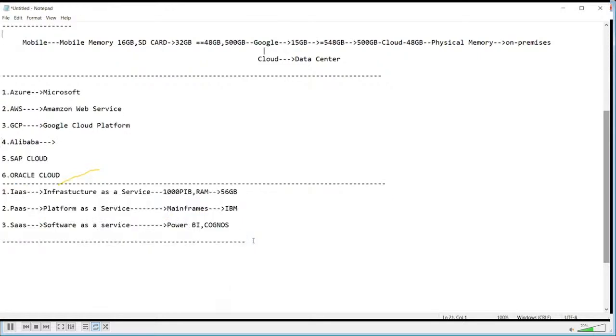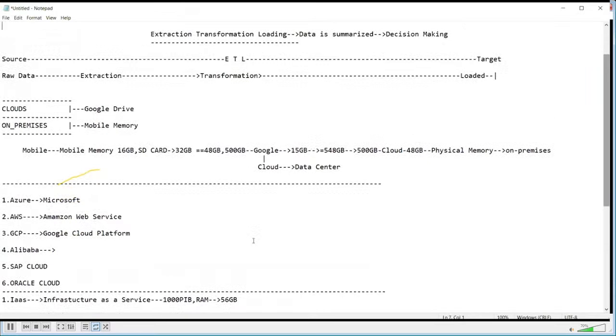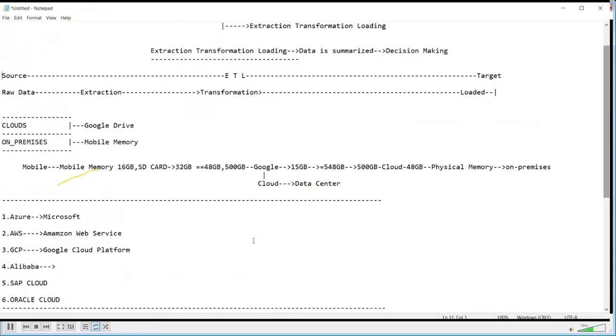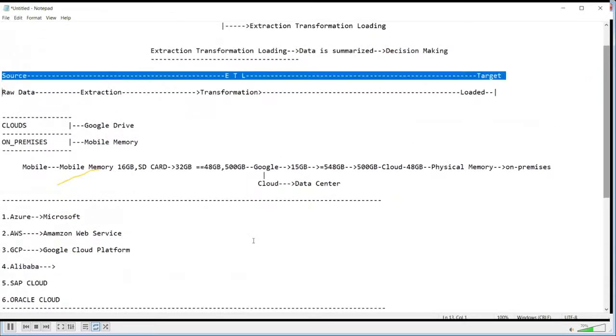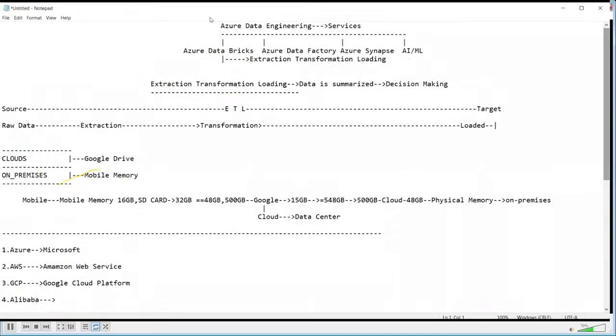Now, guys, the cloud is clear for me and on-premises is also clear for me. Everything is clear. But my question is that source, target, and this thing is done. Extraction, transformation, loading is also done. But what is exactly the use of ADB, that is called Azure Databricks? What does it do? We have to understand this.